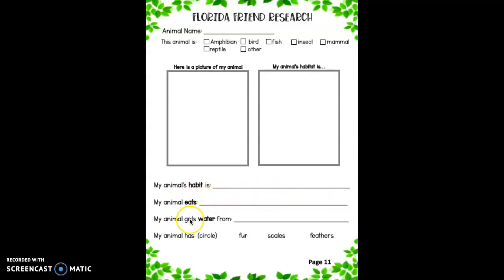My animal gets water from blank. After doing your research, where do they go and get their water from? And the last thing, my animal has, and you're going to circle either fur, scales, or feathers.